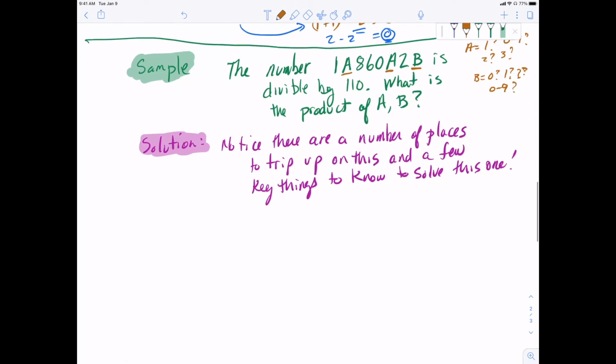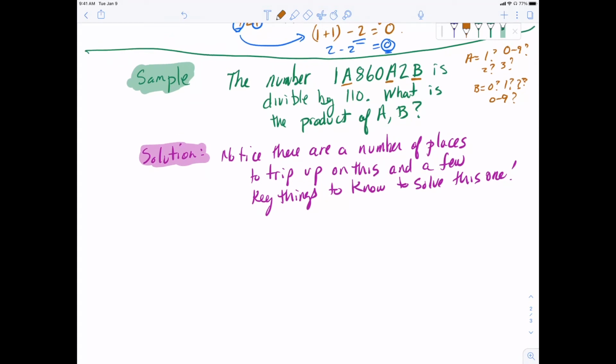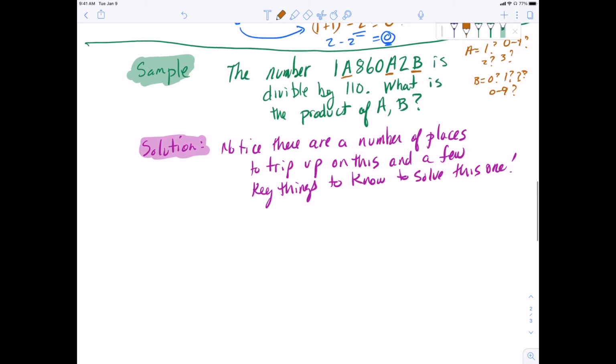So let's walk through it slowly and see if we can unpack this problem. I'm going to make a little copy of this just because we might need it as I scroll down. Now notice the number of places to trip up, and I'll point those out as we go along. Okay, so let's start solving this problem.